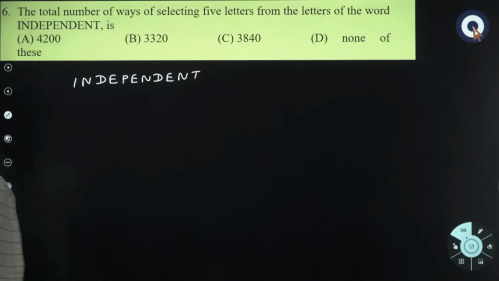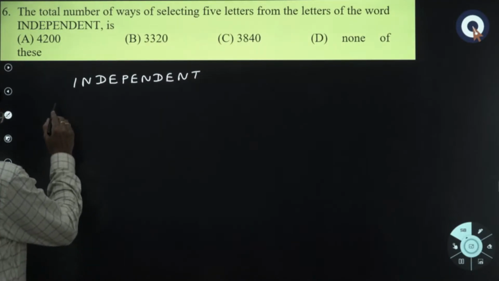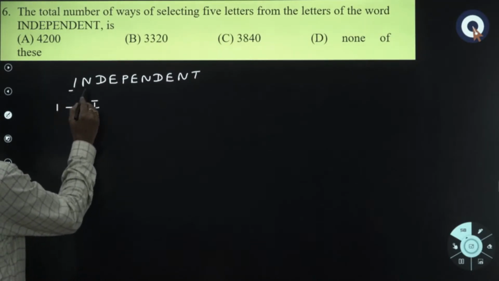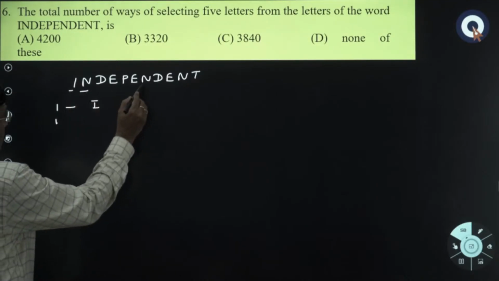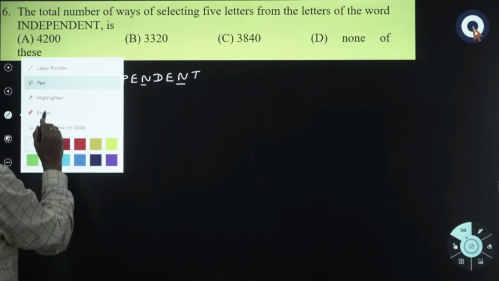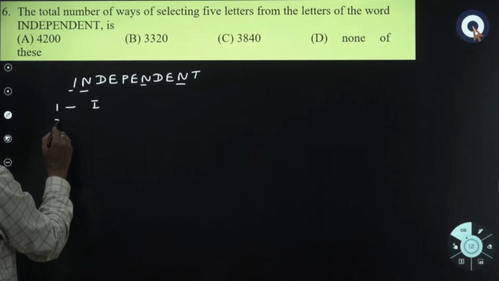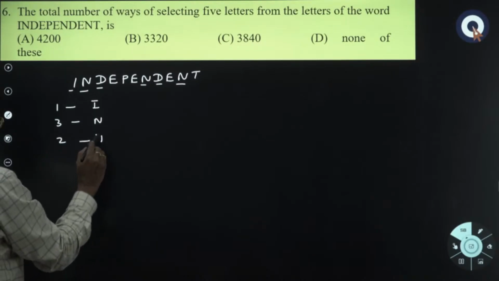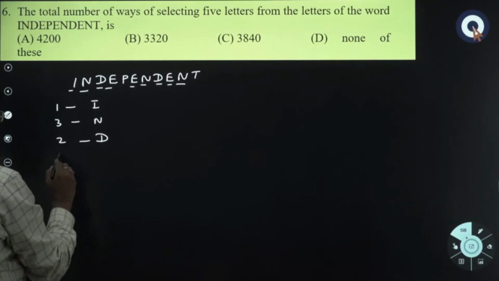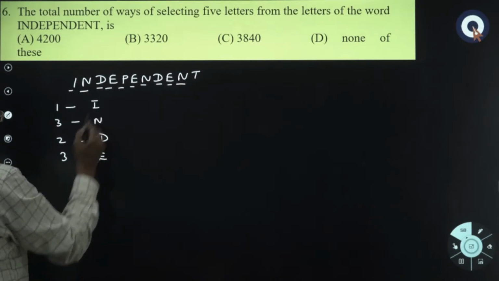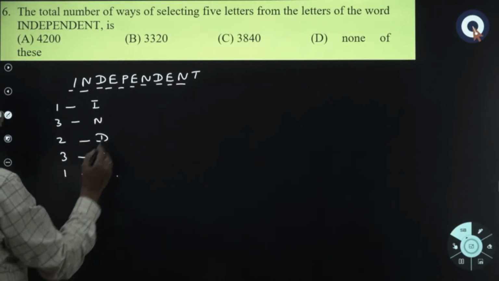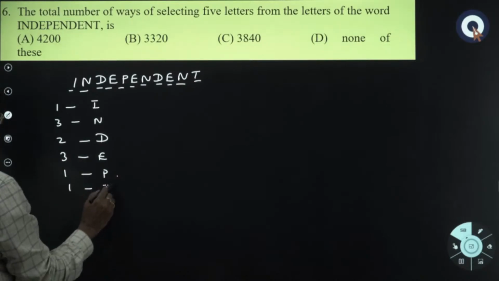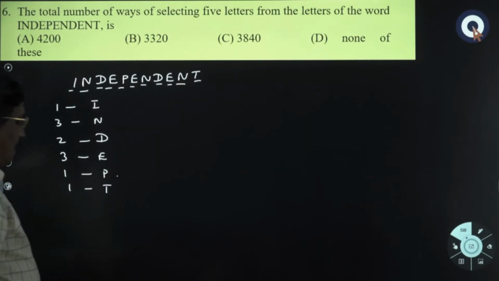The total number of ways of selecting 5 letters from the letters of the word independent. All right. So here there is one I and n, 1, 2, 3. There are three n's and d's. There are 2 d's and 1, 2, 3. There are 3 e's and there is 1 p and there is 1 t. Okay. All right. So it's like this.